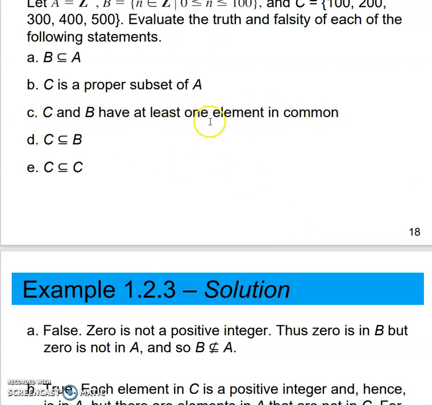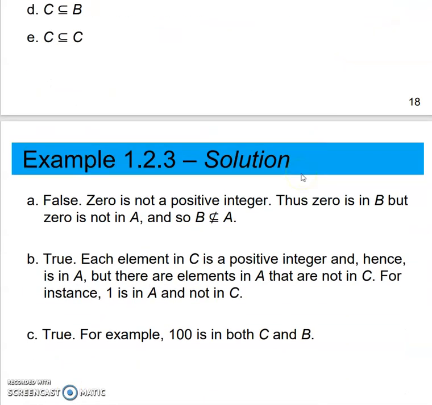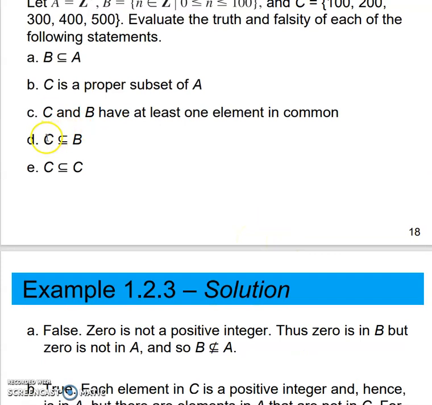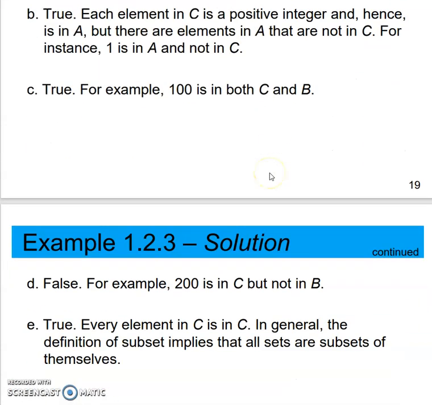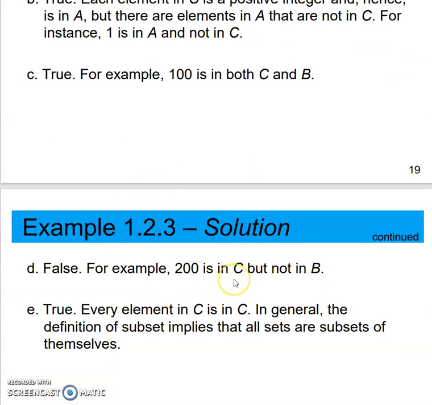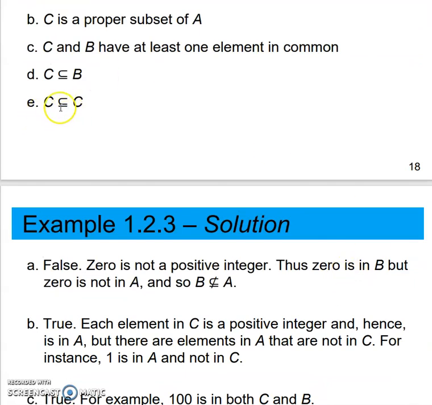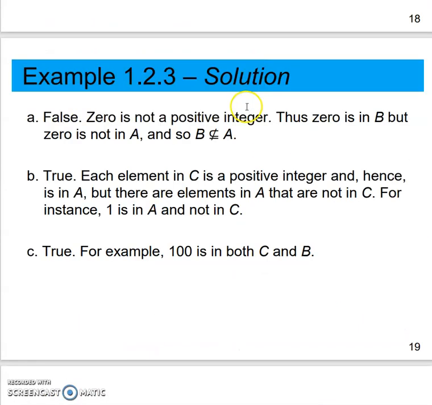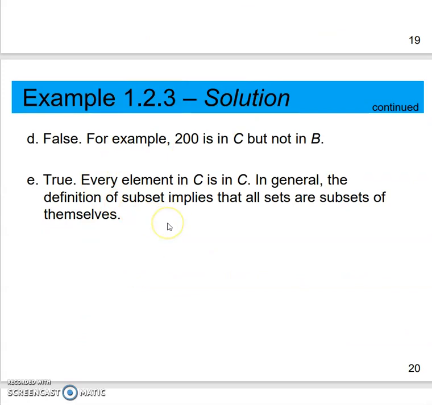C and B have at least one element in common. That is true. They both include 100s. My next one, C is a subset of B. That is false. 200 is in C, but it's not in B. And finally, C is a subset of C. This is true. And generally speaking, if you've got subsets like that, a set is a subset of itself. So we can do that pretty much all the time.